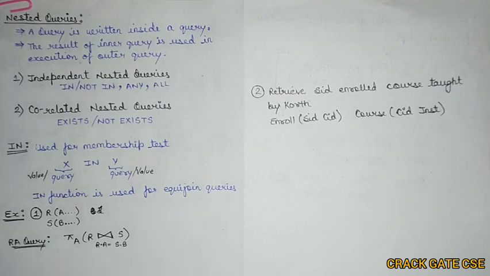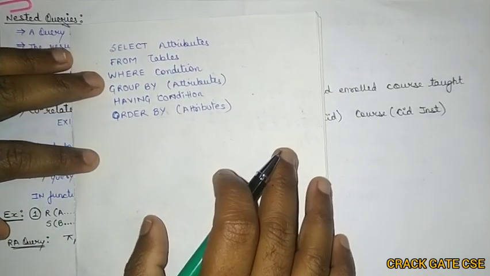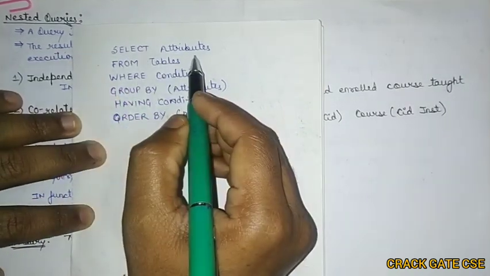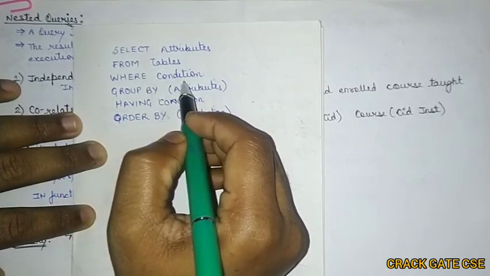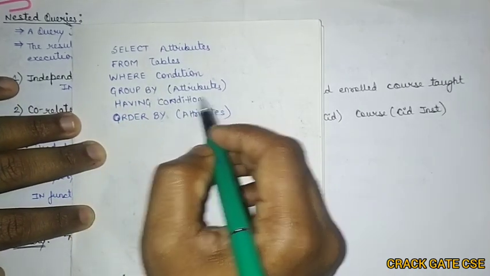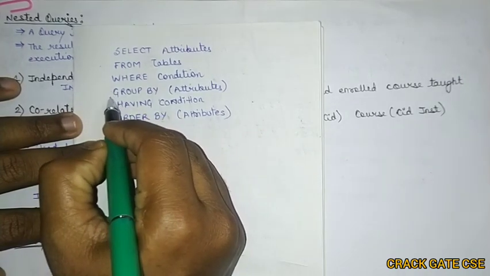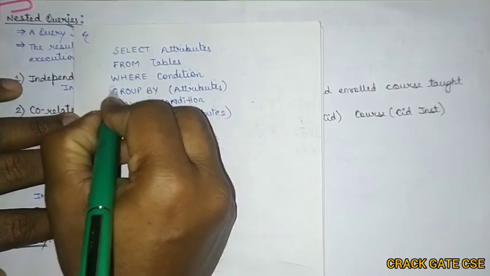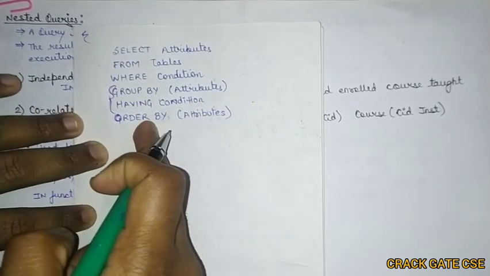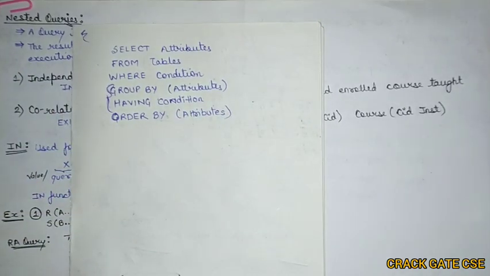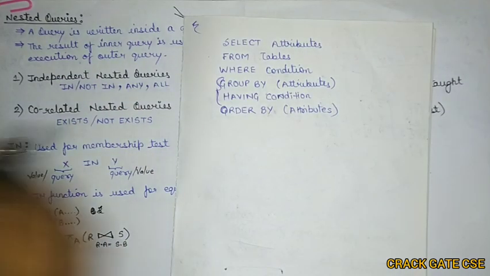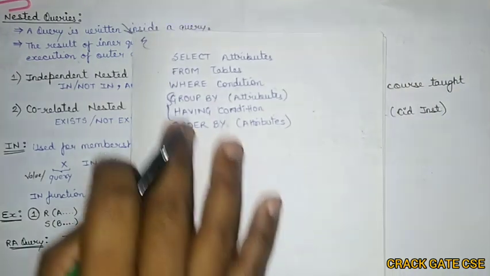So let me tell you one thing first. We already know the syntax of the SQL language. So this is the syntax: select attributes from tables where condition, group by some attributes, and in group by we check the having condition. Then we order by some attributes, either ascending order or in descending order. So first of all, we need to understand where the nested queries are possible, where we can use a query within this particular query.